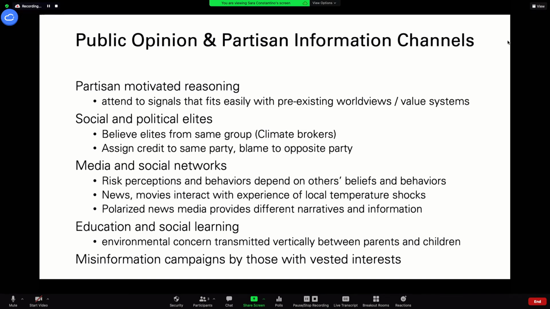And finally, we can't ignore the impact of misinformation campaigns. And we'll return to this in just, I think, two slides.